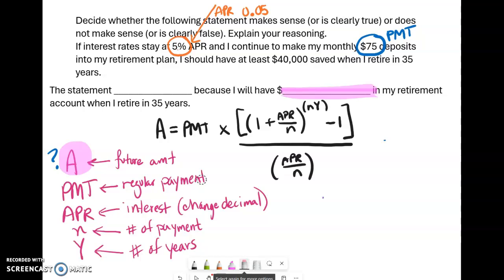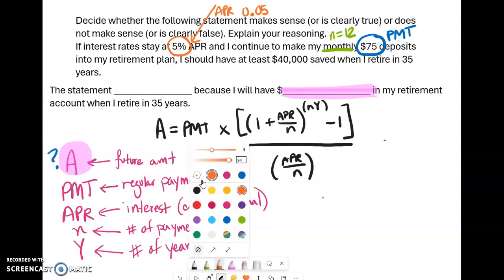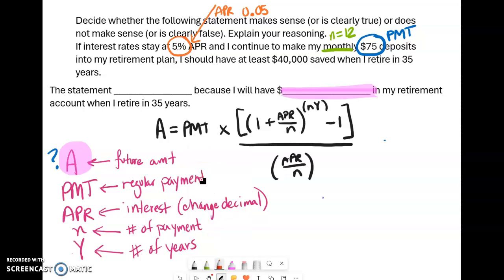So we're making monthly payments. If you're making monthly payments, it's going to be 12 times a year, or your N will be 12. And then last, I'm looking for Y, how many years? I'm retiring in 35 years, so my number of years is Y. Now I have all the variables I need, and what I like to do is list them out and then put the number next to them on the side.